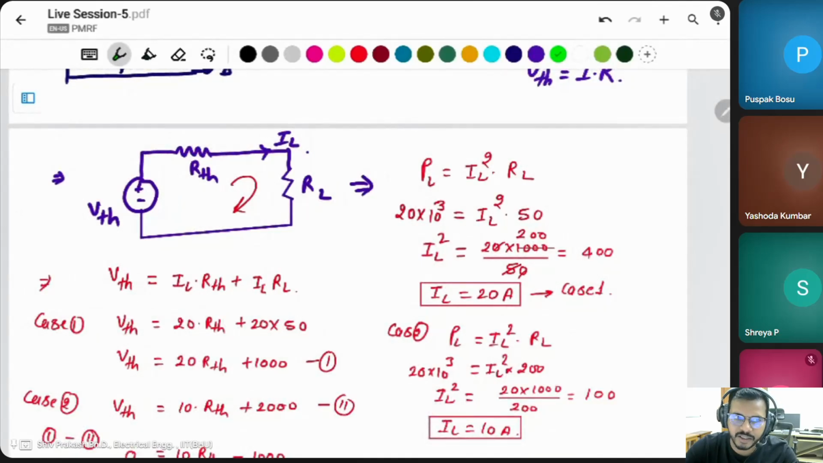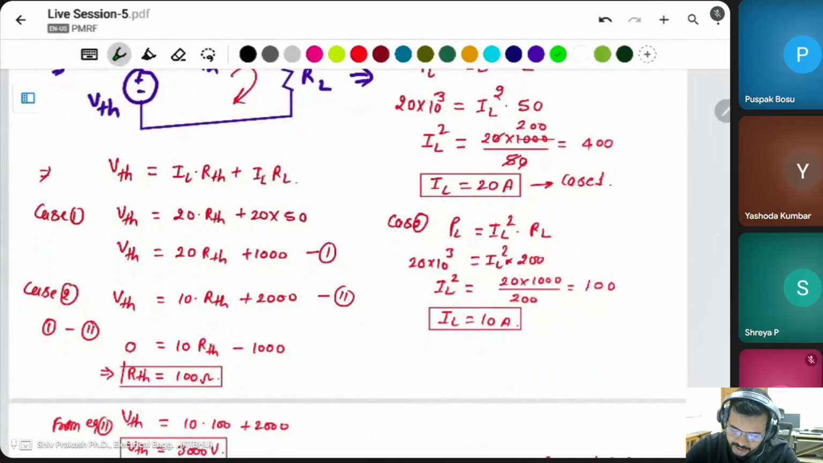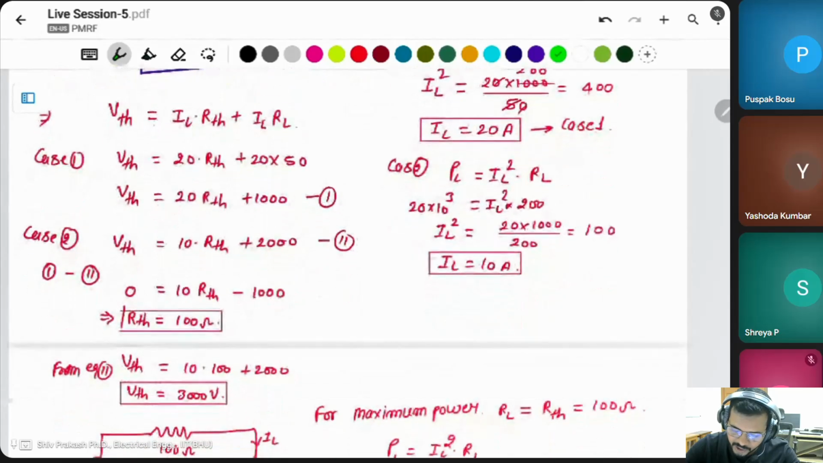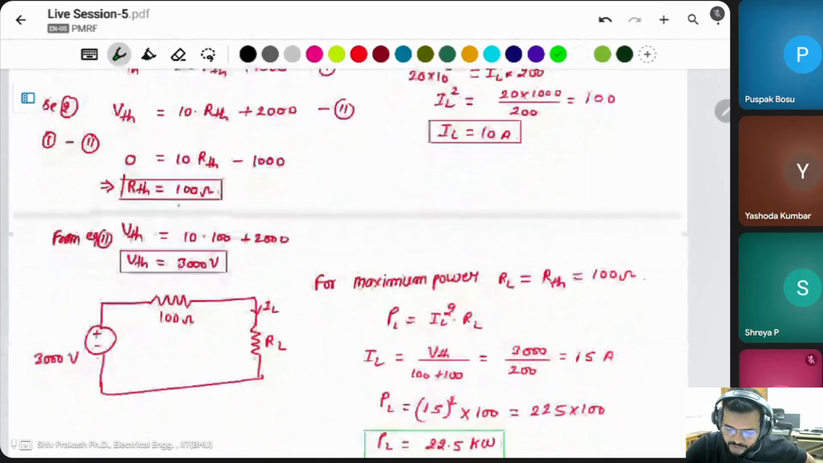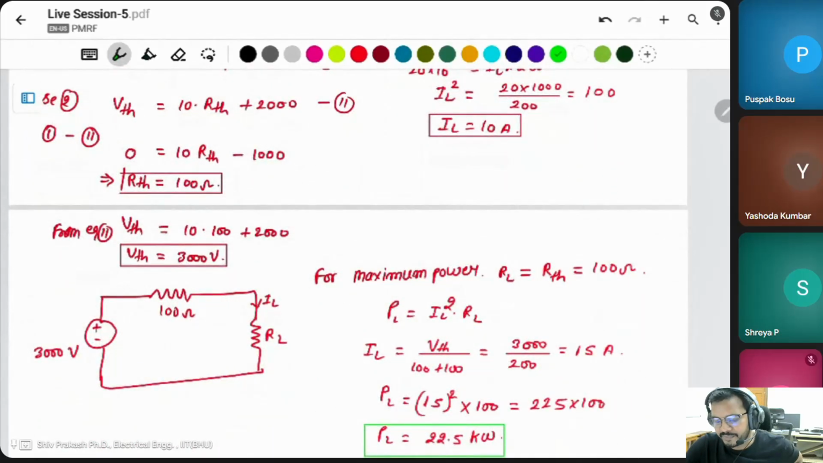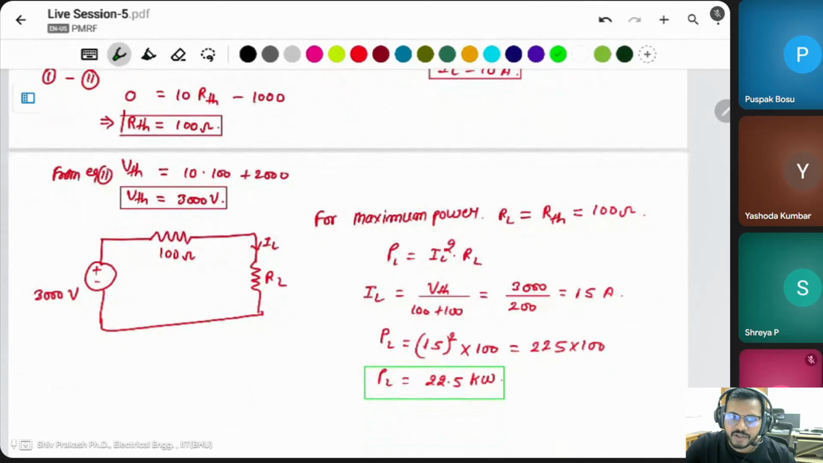This is the simple circuit. You can use the KVL. Two cases, two KVL and two equations. There are two variable quantities, VTH and RTH. You can find the values of VTH and RTH by using these two equations. Then after you can apply the maximum power theorem. RL is equal to RTH and the power is IL square into RL.